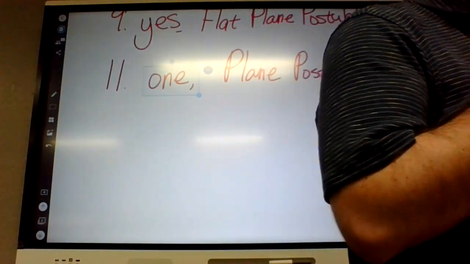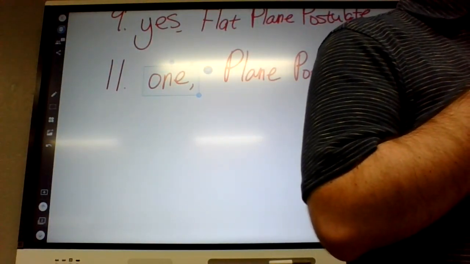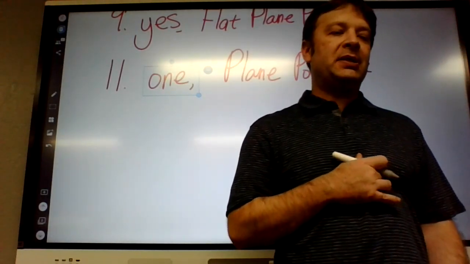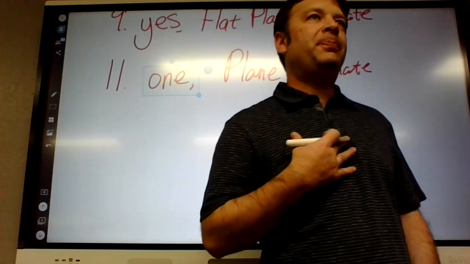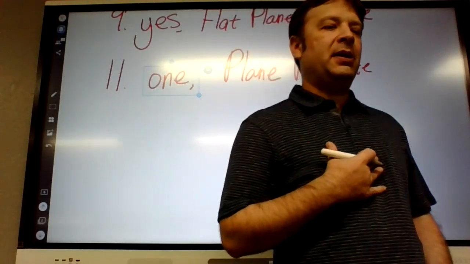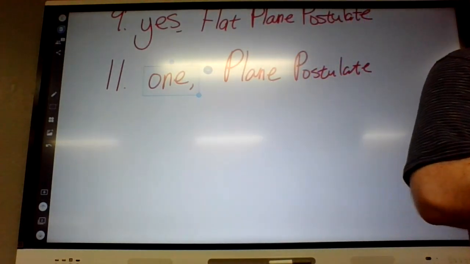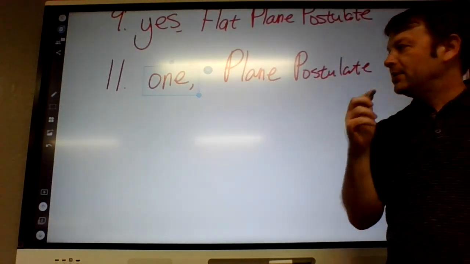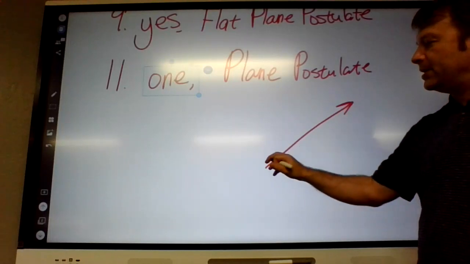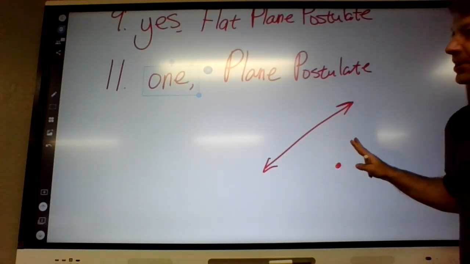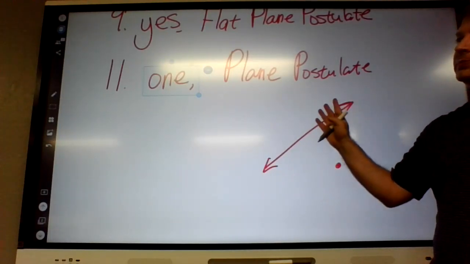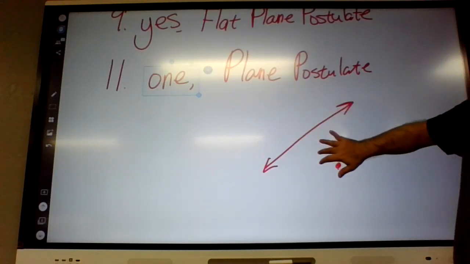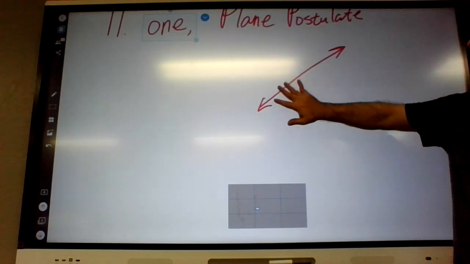All right. Let's see. Number 13. How many planes pass through line CD and point E? So how many planes contain a line and a point not on the line? How many planes would cover this? One. Basically, it's the smart board. This is the smart board's plane.